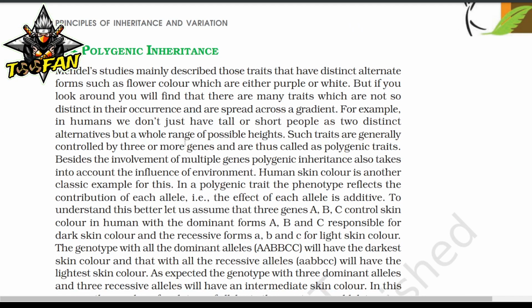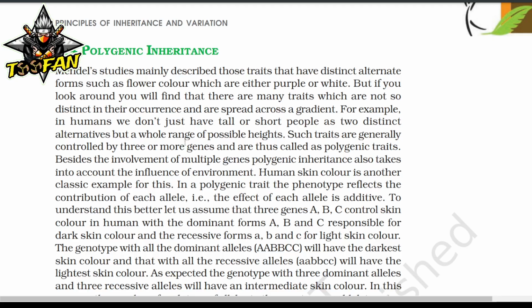Polygenic inheritance. Mendel's study described traits that have distinct alternate forms, such as flower color being either purple or white, but if you look around you will find that there are many traits which are not distinct in their occurrence and are spread across a gradient. For example, in humans, we don't just have tall or short people as distinct alternatives, but a whole range of possible heights. Such traits are generally controlled by three or more genes and are thus called polygenic traits. Besides the involvement of multiple genes, polygenic inheritance also takes into account the influence of the environment. Human skin color is another classic example of this.